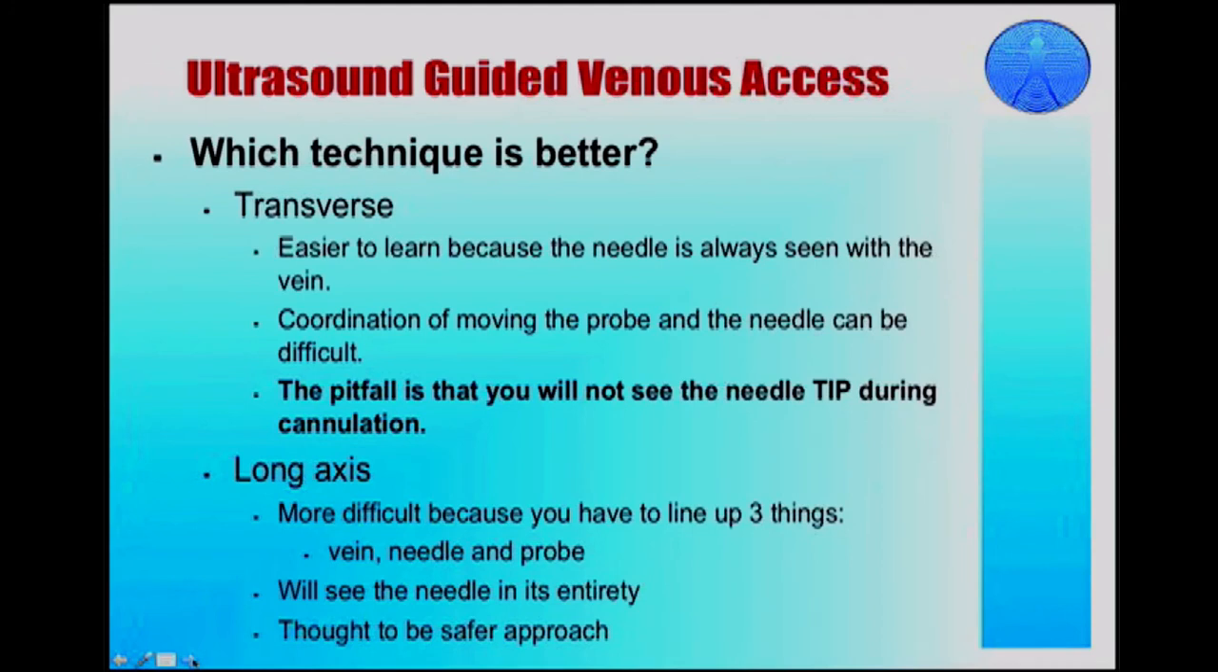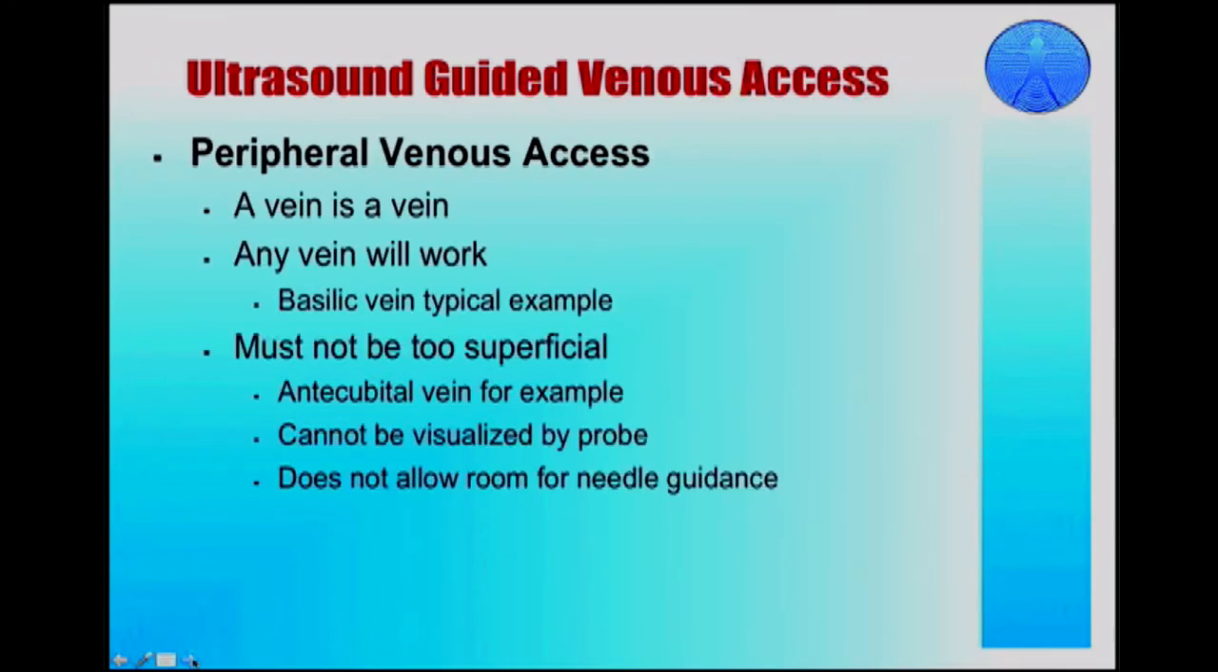In long axis, you see the entirety of the vein and you see the entirety of the needle. And if you line it up correctly, you don't have to move your probe. But it's more difficult because you have to line up three things: the probe, the vessel, and the needle. And remember, that beam is as thin as a sheet of paper. So you may not line them all up initially. So you may have to pan over to the side and find your needle and then pan back to your vein and redirect towards the vein. It's really probably a safer approach to use long axis, but it does take more practice to be able to do this.